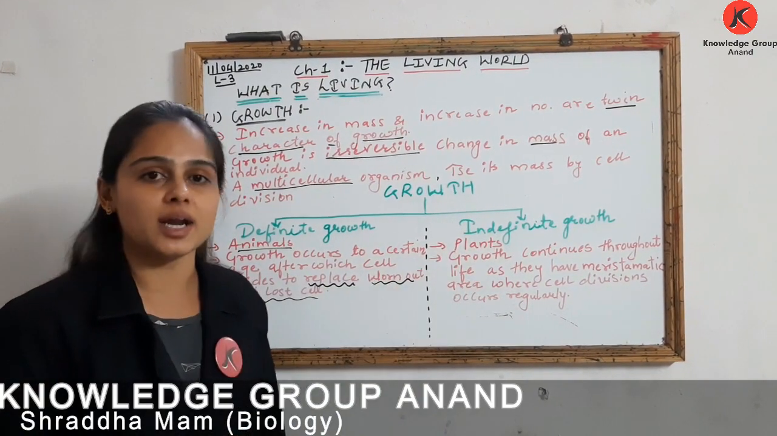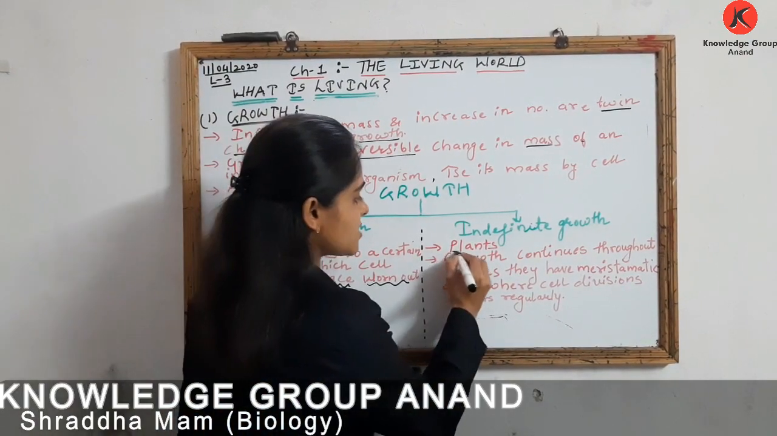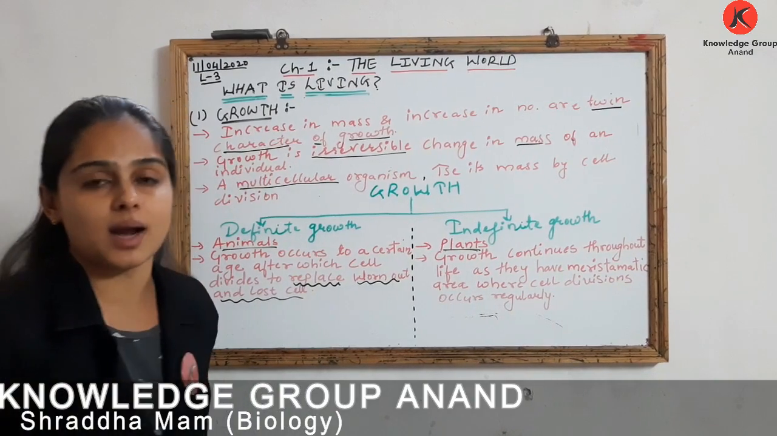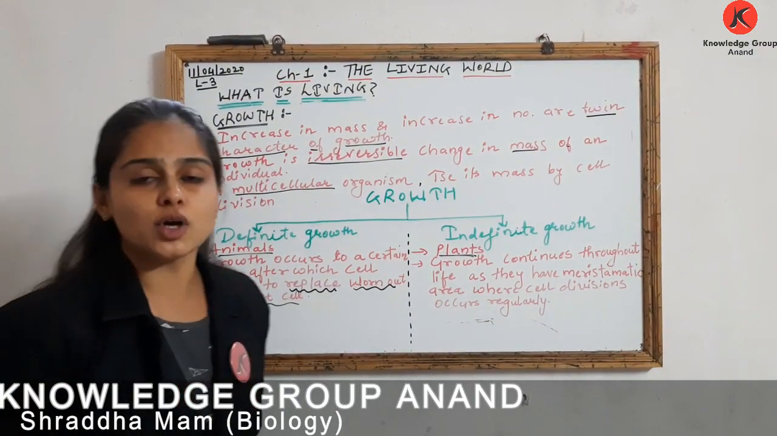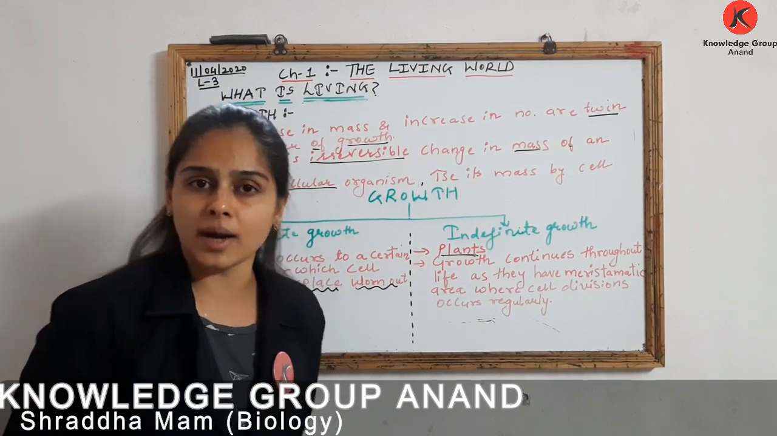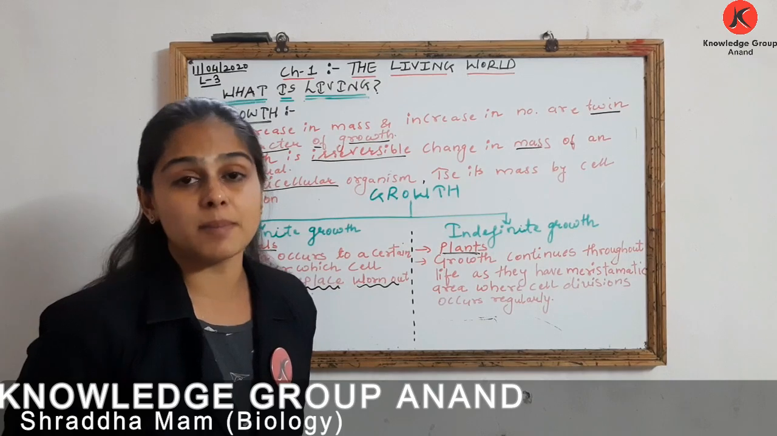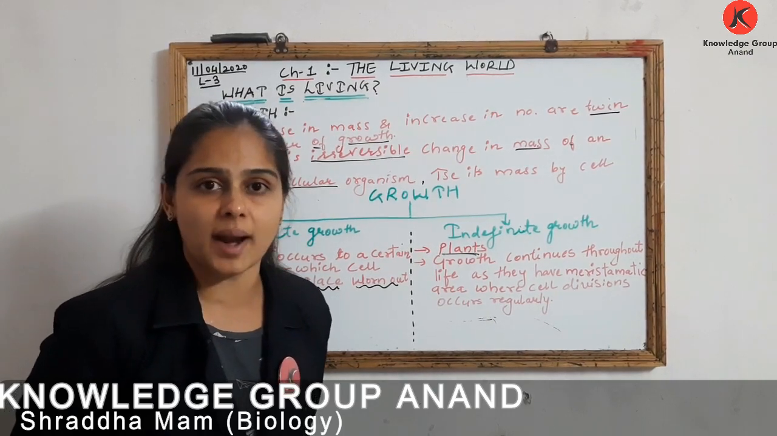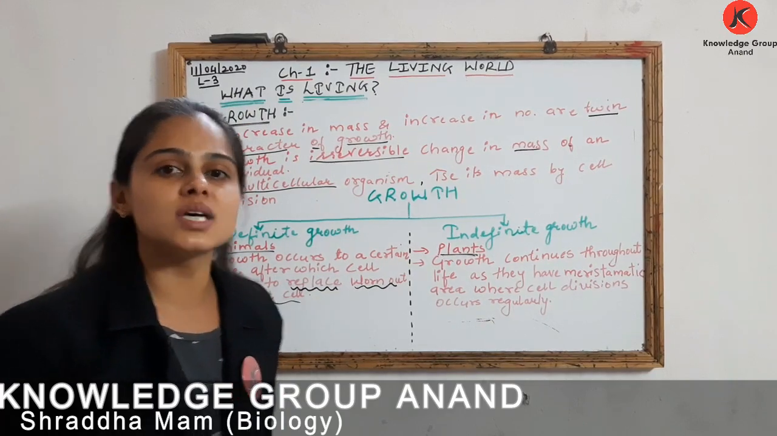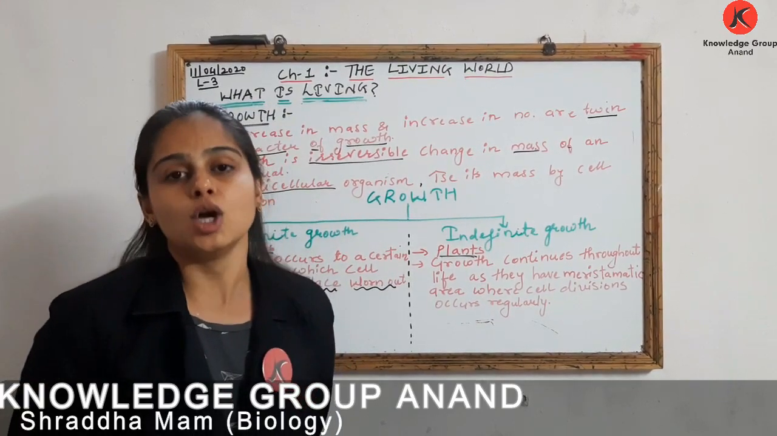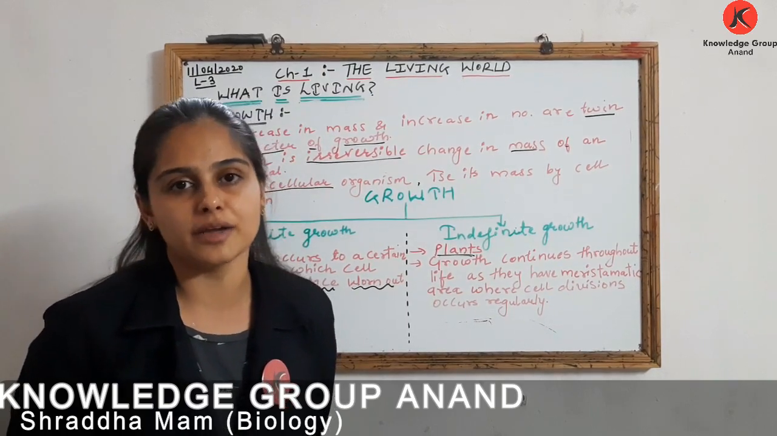Now come to indefinite growth. If we are talking about indefinite growth, तो this is exhibited by plants. ये कौन exhibit करता है? By plants. What is the reason for the same? You people have understood, I guess, in your previous class. प्लांट्स के पास होते हैं meristematic zones, meristematic regions, नाम सुना होगा आपने, right? And due to this meristematic region, new cells are continuously being added lifelong.